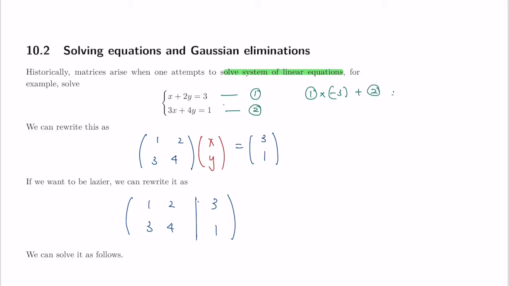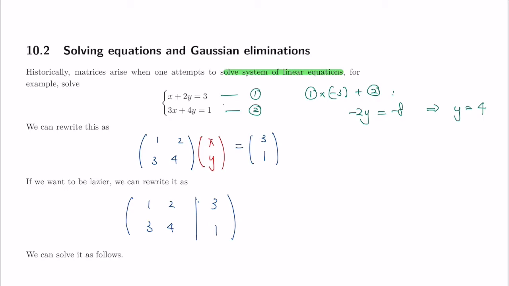Okay? So if I multiply the first equation by minus 3, then add it to the second equation, then I get minus 3x cancel, and minus 6y, 4y become minus 2y, and then minus 9 add 1 become minus 8. So from this, we can solve for y equals 4. And then hence, by putting that back to the first equation, then you get x plus 8 equals 3, so x is minus 5.